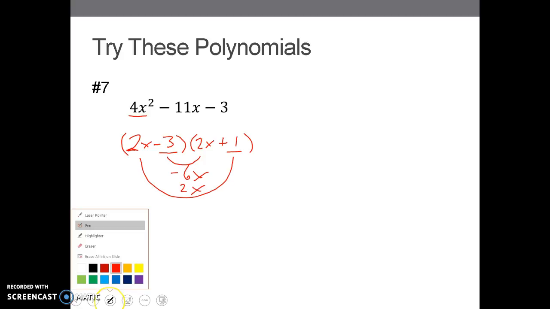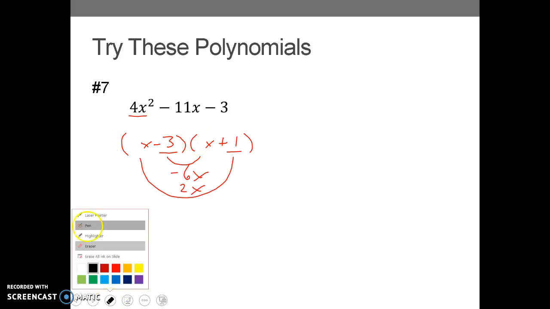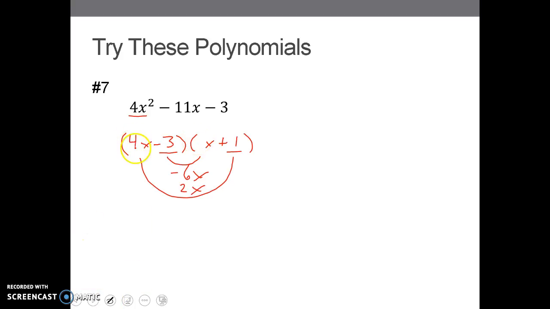but I don't think that's going to make a difference. I think what I'm going to have to do is go back to the very beginning and erase my 2x and 2x, and put in a 4x and 1x. And then I'm going to have to try everything over again. I'm going to stick with what I have currently in there, which is a -3 and a +1 that multiplies together to give me my -3. Let's see if this works. Here I have -3x, and here I have a +4x, and that doesn't give me -11x.